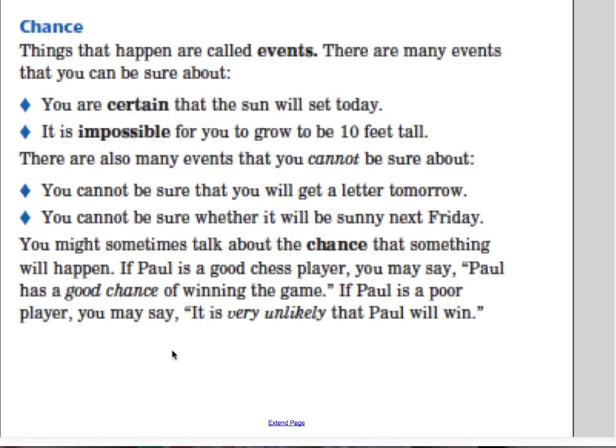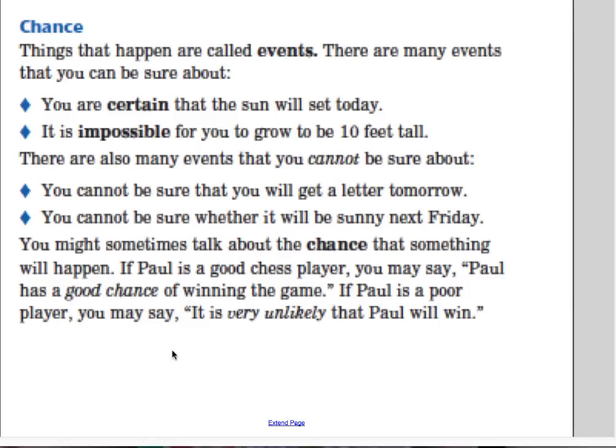Now, things that happen are called events. There are many events that you can be sure about. You are certain that the sun will set today. It is impossible for you to grow to be 10 feet tall. There are also many events that you cannot be sure about. You cannot be sure that you will get a letter tomorrow. You cannot be sure whether it will be sunny next Friday.